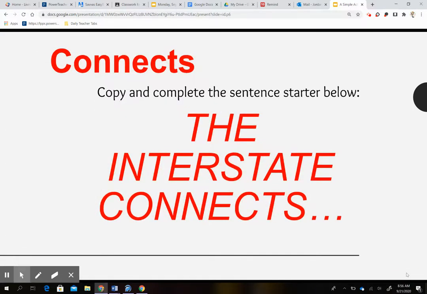You're going to finish the sentence. The interstate connects. What does the interstate system connect?